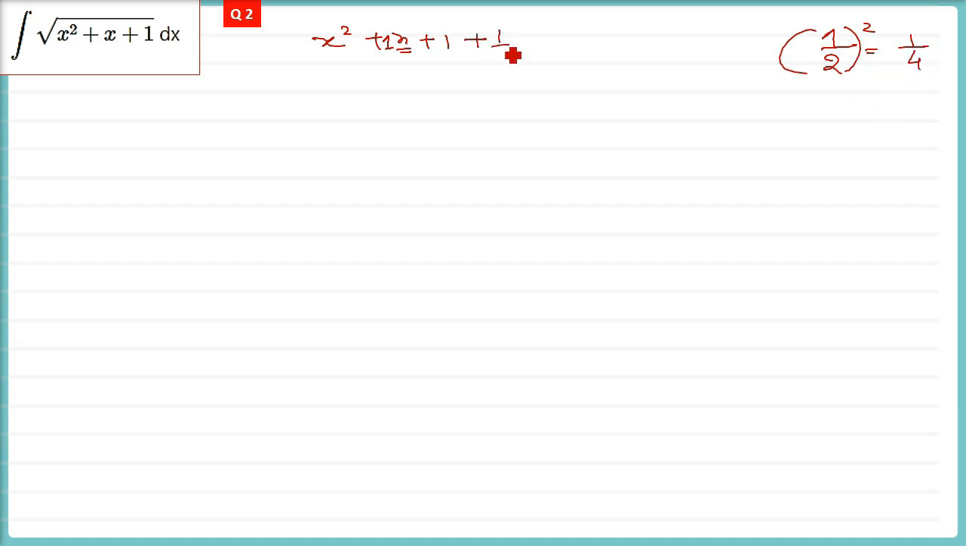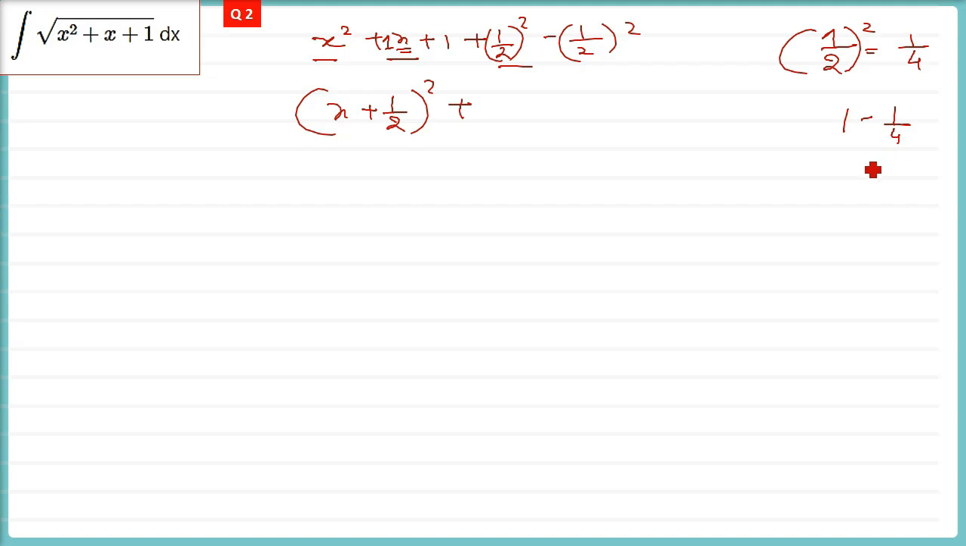Add 1 by 4 and subtract 1 by 4. Let me write 1 by 2 whole square only in this case because I am going to make it a perfect square. So a square plus b square plus 2ab: x square plus half square plus 1x is x plus half whole square. And what is remaining? 1 minus 1 by 2 whole square. That is 1 minus 1 by 4. So this will give you 3 by 4.